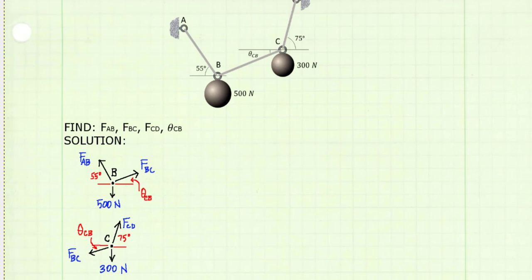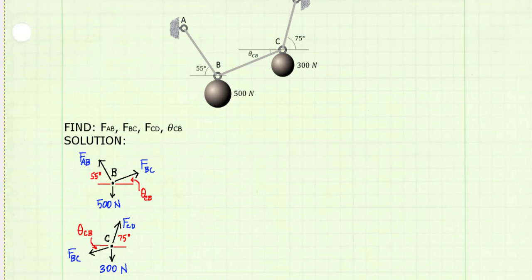If we look at point B, there are three unknowns: the force in AB, the force in BC, and theta CB. If we look at the free body diagram for point C, there are also three unknowns: force BC, force CD, and theta CB. However, if we look at both free body diagrams and recognize that the force BC is repeated and so is theta CB, then our number of unknowns reduces to just 4.